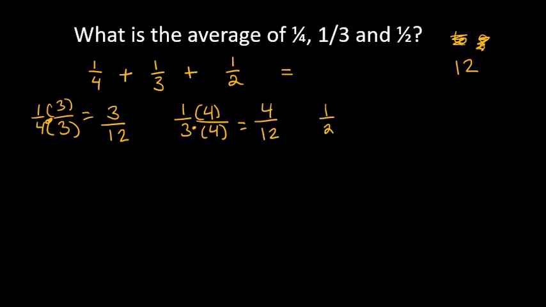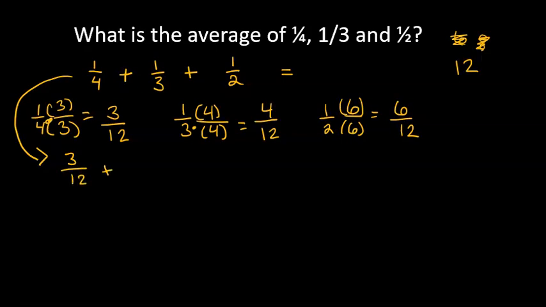And then with the half, I have to make sure it equals 12 at the bottom. So I'm going to multiply that by 6. I have 6 at the top, I have 12 at the bottom. Now all the denominators, the bottom numbers, are exactly alike. So now I can complete the first step, which was add everything together. My new numbers are 3 over 12 plus 4 over 12 plus 6 over 12. You keep the bottom the same. We add everything together, which is 13. Great, perfect.